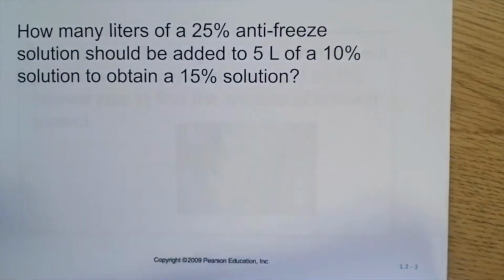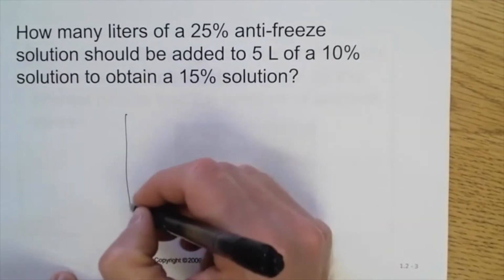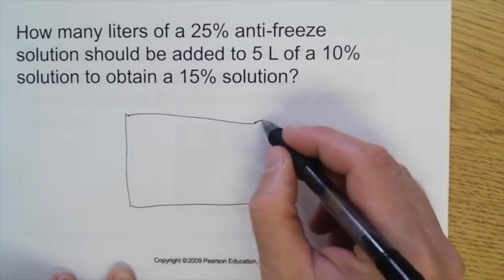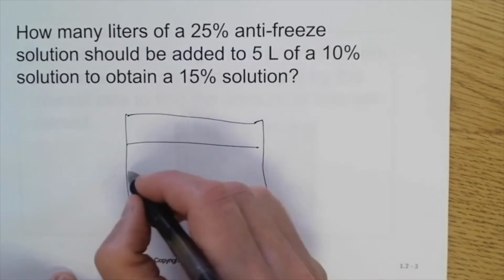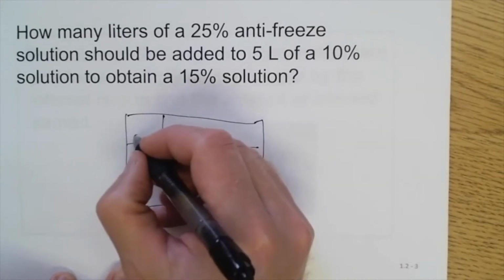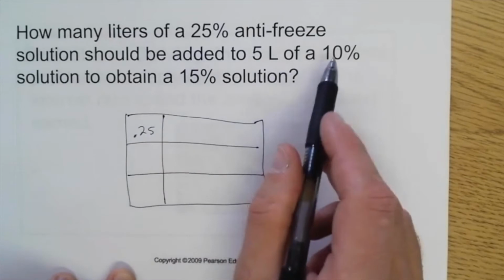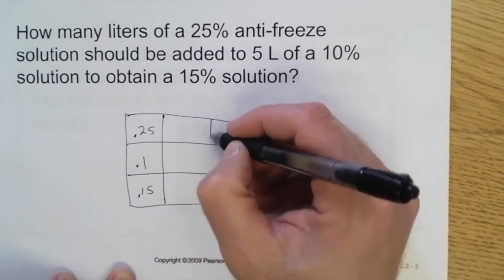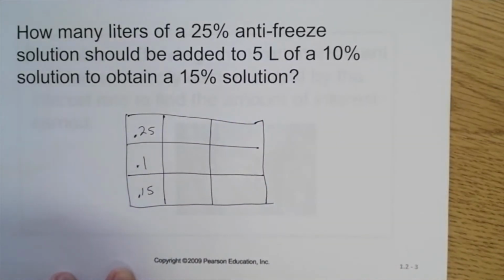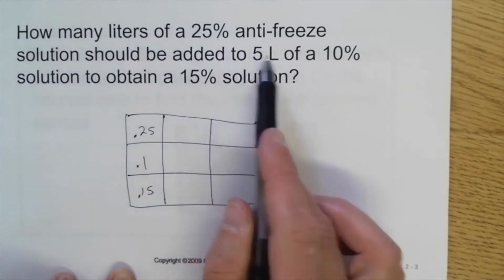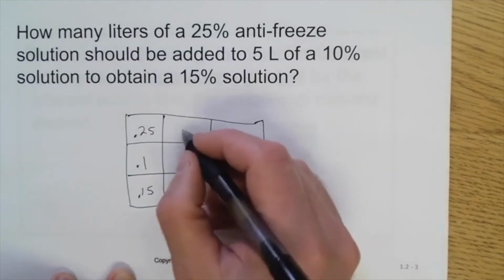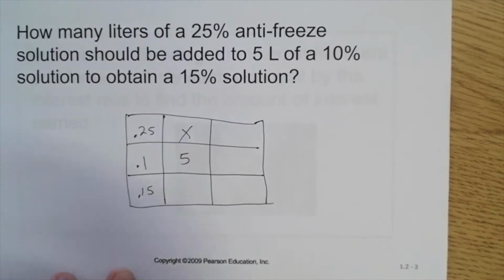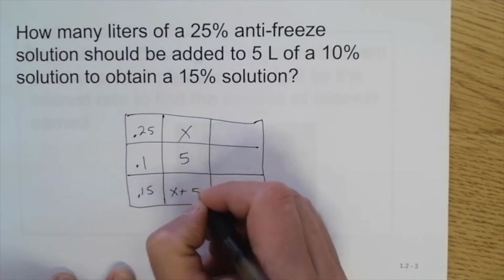Okay, go ahead and try this next one on your own, and then I'll go through it. Okay, so as I set up my chart, I'm mixing together a 25% to a 10%, and the final percentage of my solution is going to be 15%. Okay. I have 5 liters of the 10%. I don't know how many liters I'll have of 25%. And what I'll end up with then is x plus 5.